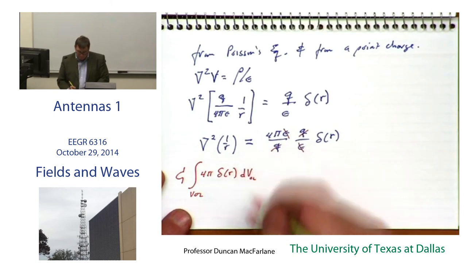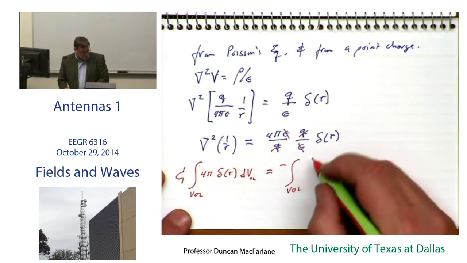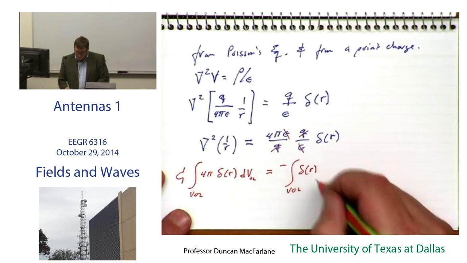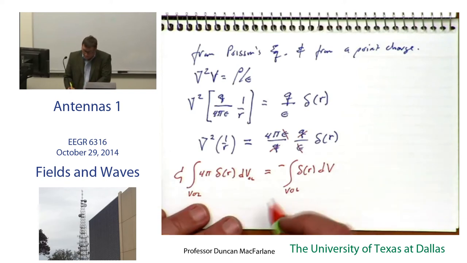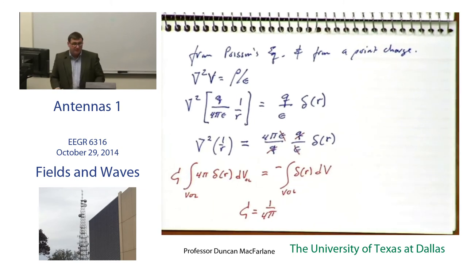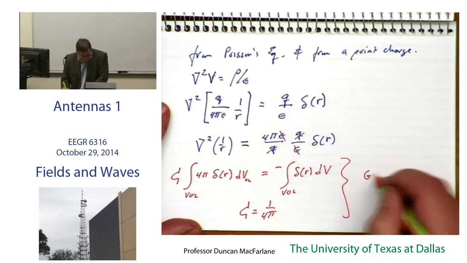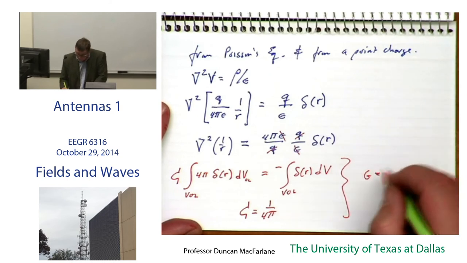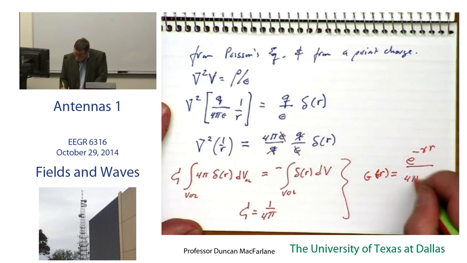integrate over a volume, and that's got to equal minus the integral over that volume of delta of R dv. I'll fudge that minus sign a little bit, and I'll get my constant is equal to 1 over 4 pi, and my g of r will now equal e to the minus gamma r over 4 pi r.